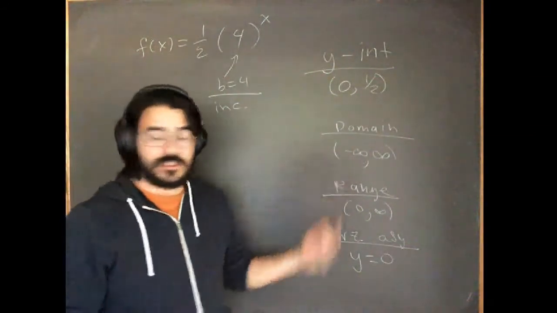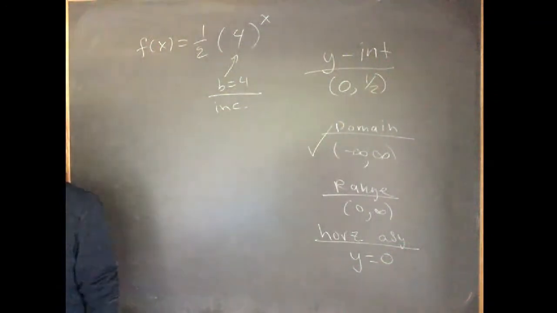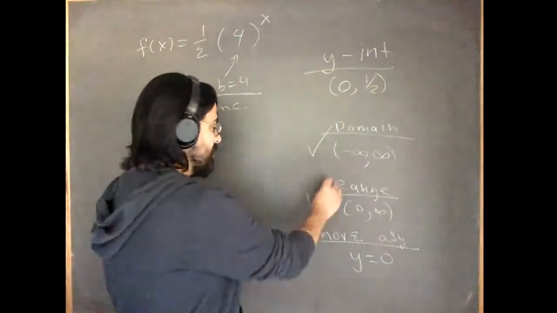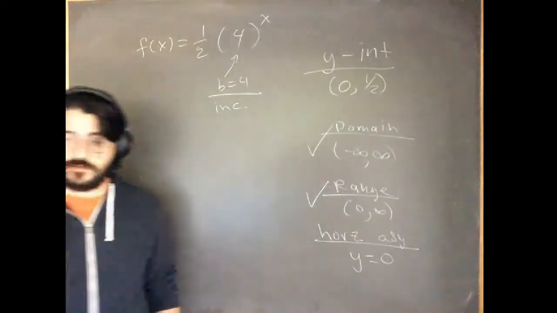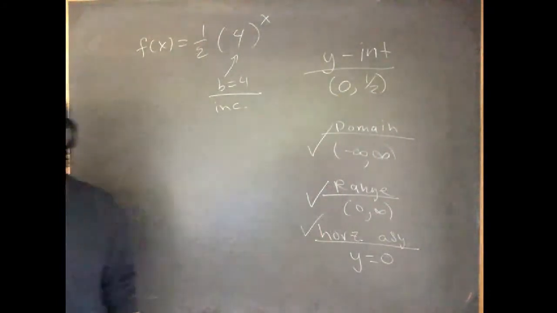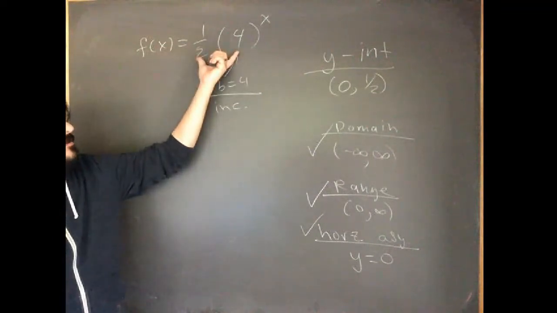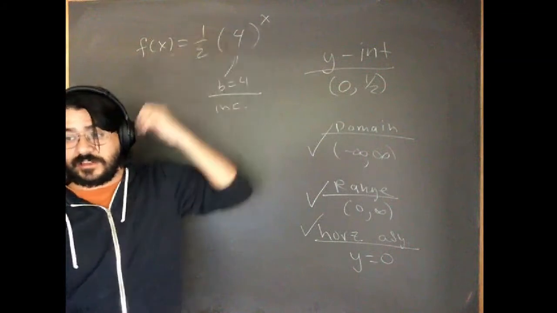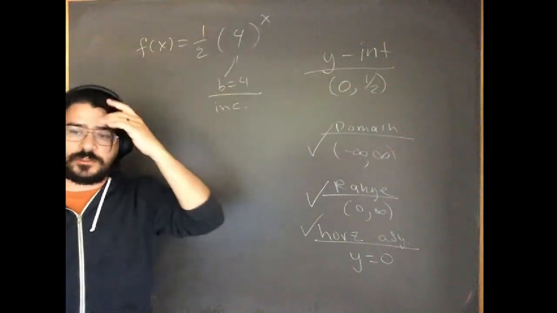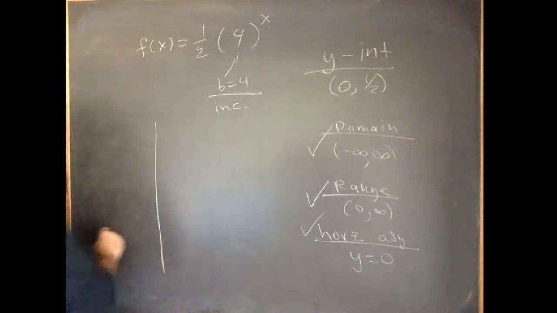The domain, this is still good, right? The domain of every exponential is negative infinity to infinity. The range here, because the a is positive, is still 0 to infinity. And certainly we still have our horizontal asymptote, right? This is never going to be negative. And when this value of x goes further and further to the left, like -1,000,000, we're going to get really close to 0.